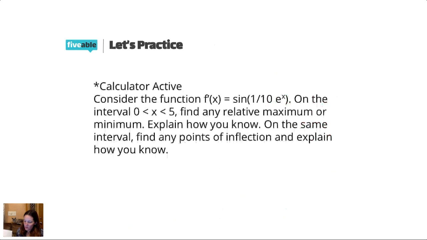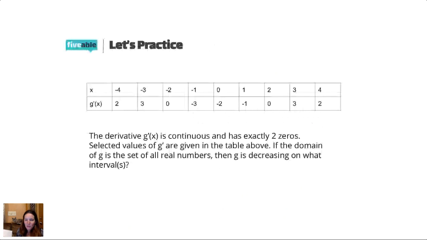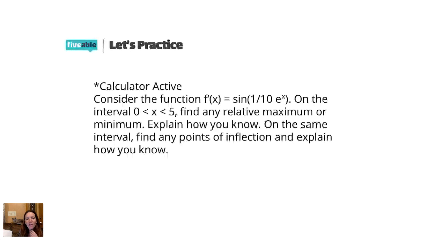All right, so let's try this one. So this is a calculator active question. And so I'm going to take a second and hopefully not break anything by switching over to my calculator screen. So you're not going to be able to see this problem anymore. So if you have paper, what you want to write down just so you can see it is the function. So it's f prime of x equals sine of 1/10 e to the x. So write that down.